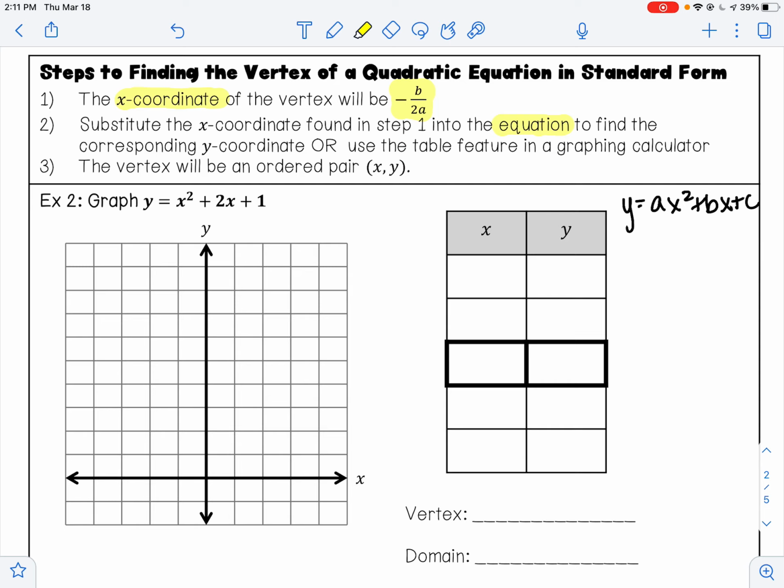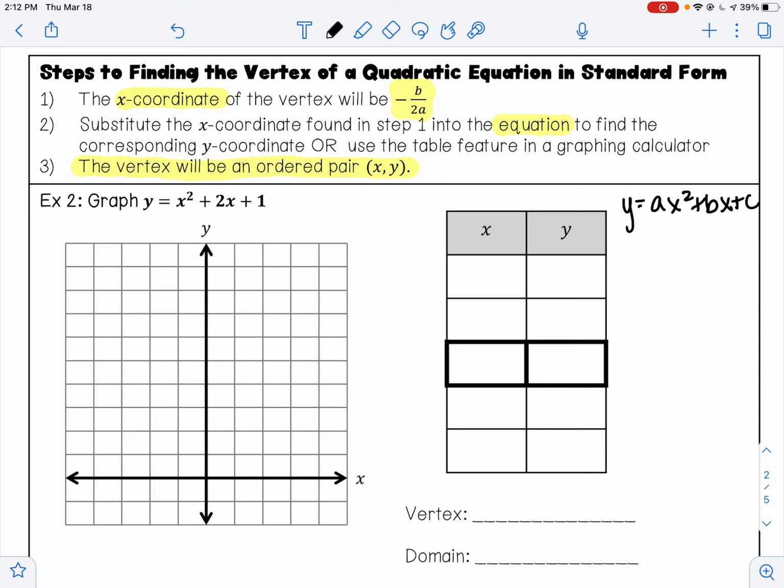So you could use a TI-84, or you could use the app Desmos, but there are graphing calculators out there that can do this for you. The vertex will always be an ordered pair x, comma, y. So let's try this with example 1.